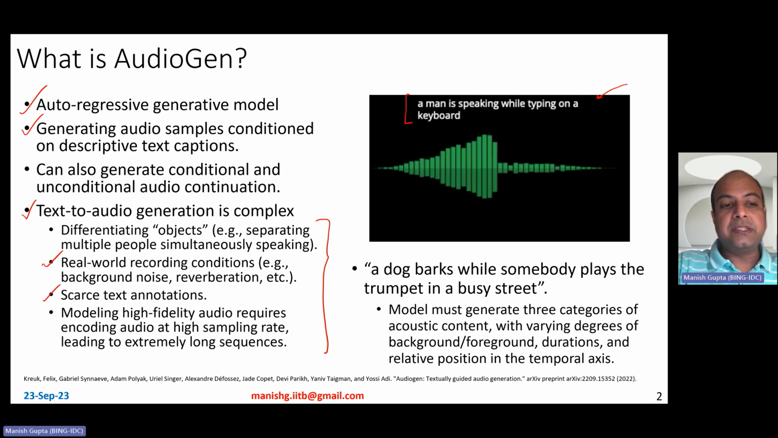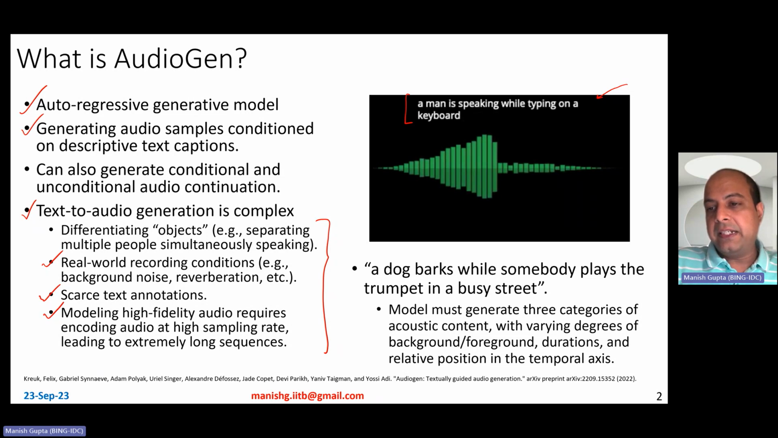Scarce text annotations. Typically for other kinds of data like image to text or video to text, there is lots of labeled data, but for audio to text, there is not much labeled data, right? Audio captioning is not really a very popular area in that sense. Also, modeling high fidelity audio requires encoding the audio at extremely high sampling rates, which means you have long sequences. And long sequences are in general difficult to handle with transformer-based models. All of these cause some complexity in text to audio generation.